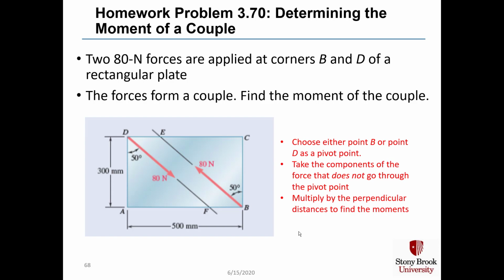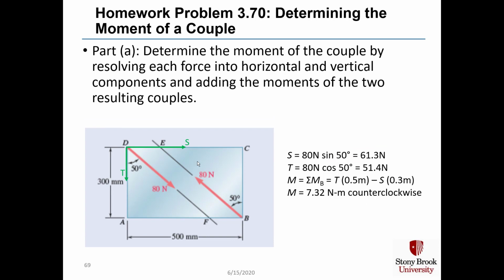In homework problem 3.70, we'll determine the moment of a couple. Two 80-Newton forces are applied at corners B and D of a rectangular plate. The forces form a couple separated by a certain perpendicular distance, and our job is to find the moment of a couple. We can do this by choosing either point B or D as a pivot point, take the components of the force that does not go through that pivot point, and multiply by the perpendicular distances to find the moments. Here's how we do it.